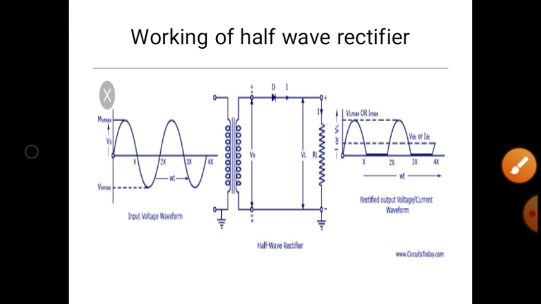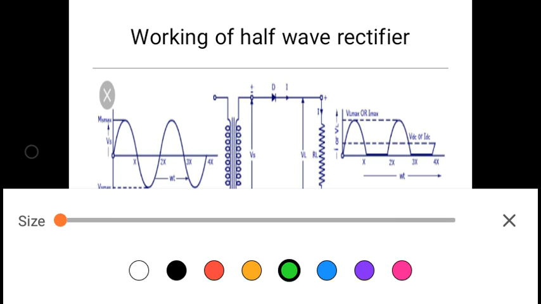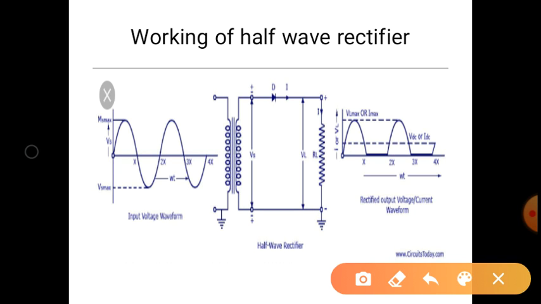The first one is the working of the half wave rectifier. There is one circuit diagram shown here. In this circuit diagram we can see there is one transformer. The input side of the transformer is connected to the supply and the secondary is connected to the load through this diode. The diode is used to allow the current to flow in only one direction. So this is the construction of the half wave rectifier. We'll see how this half wave rectifier works.